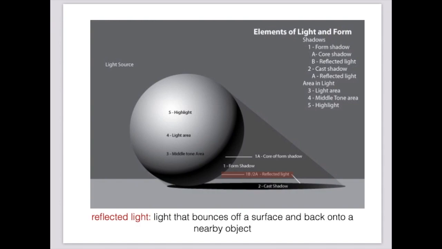The other important element of light is reflected light. It is light that bounces off a nearby surface and back onto the object. So the light comes in, hits the sphere at the highlight, lights up this whole light area, turns away into this core shadow, and then it lightens up again as the sphere continues to turn away because the sphere is receiving some reflected light from the light that's coming in and hitting behind the object and all around here on the surface and bouncing up back onto the sphere.